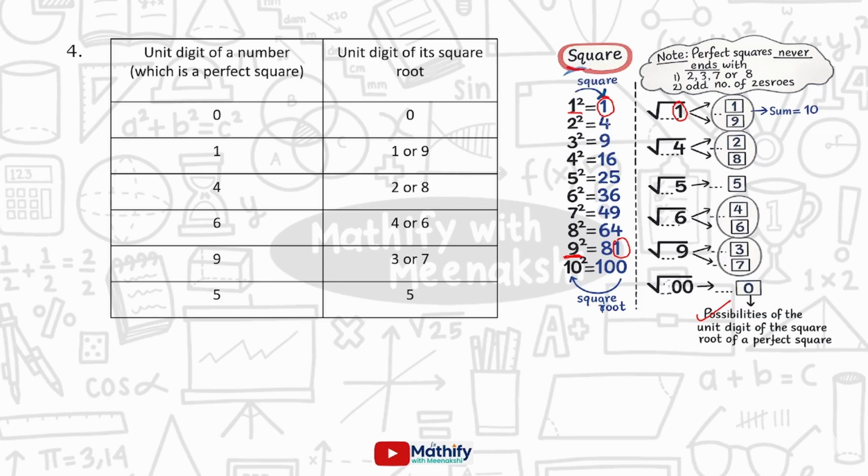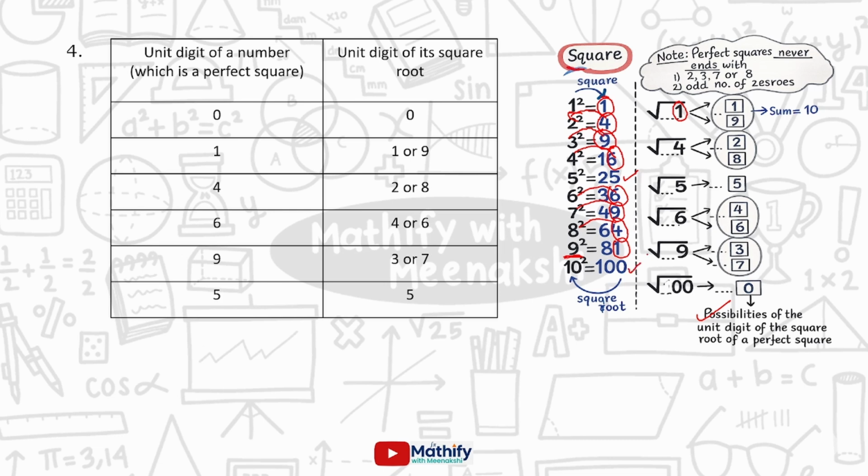If a number ends with 4, then its square root will end with either 2 or 8. If a number ends with 9, then its square root will end with either 3 or 7. If a number ends with 6, then its square root will end with 4 or 6. And in case of 5 and 0, we have only one possibility.